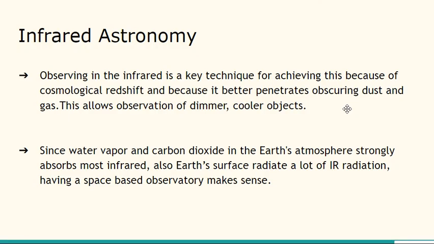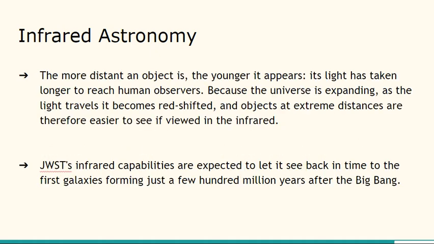So yeah, as said above, we will discuss infrared astronomy. So why infrared? Because infrared is a wavelength that is able to penetrate through dust and gas. This allows us the observation of dimmer and cooler objects, which are basically the objects first formed at the very edge of the observable universe. Since water vapor and carbon dioxide in the Earth's atmosphere strongly absorb infrared, and also Earth's surface radiates a lot of IR radiation, it makes sense to have a space observatory in space.